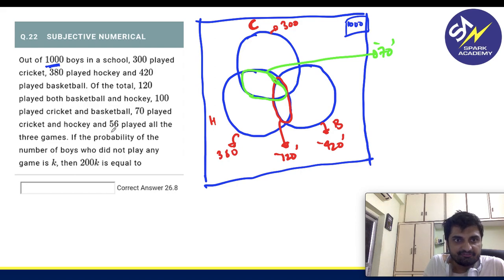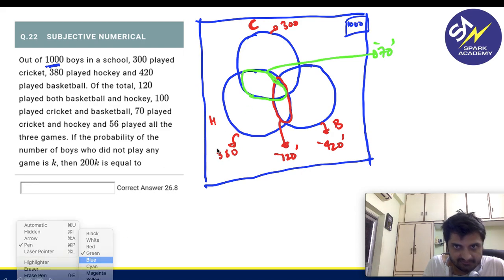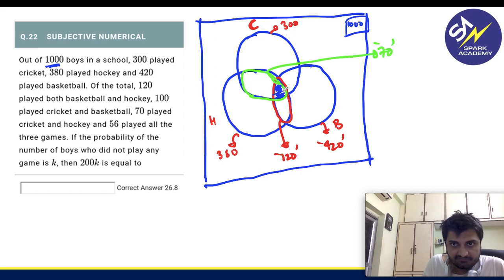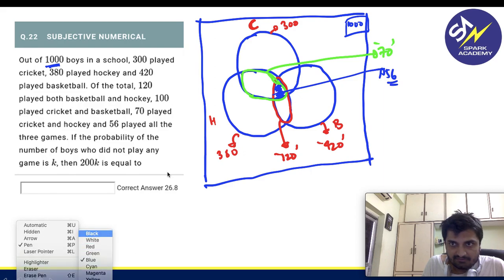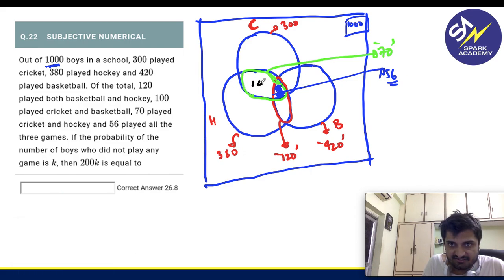What else? 56 played all 3 games. So all 3 is this portion, right? Common intersection. So this portion I can write as 56. Now tell me, out of 56, right, total 70, in this 56 are there. So this I can write 14. Total 120, out of this 56 are there, right? So this I can write as 64. And this is 56, right? Now I know this one total so far.